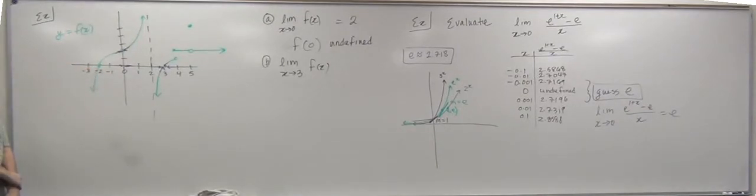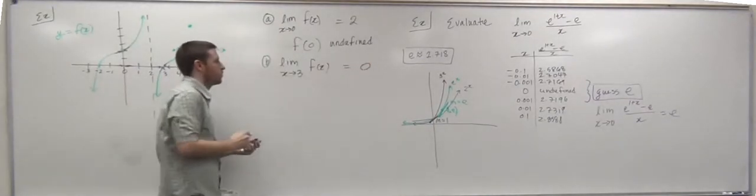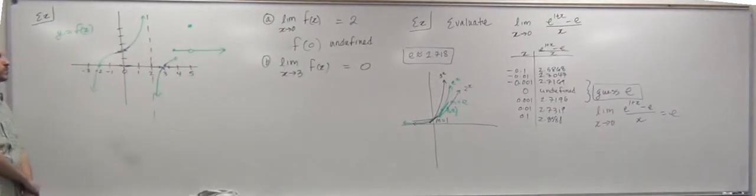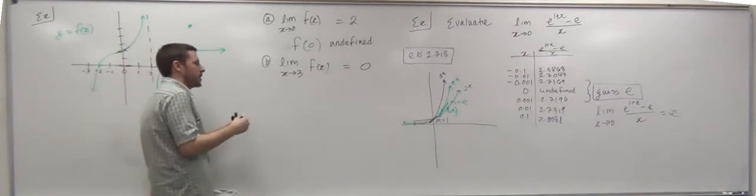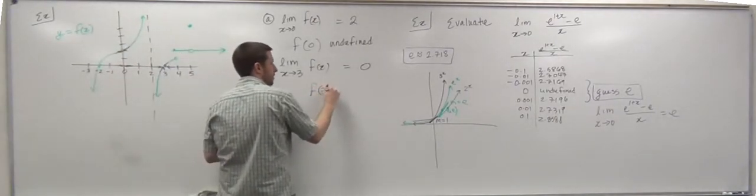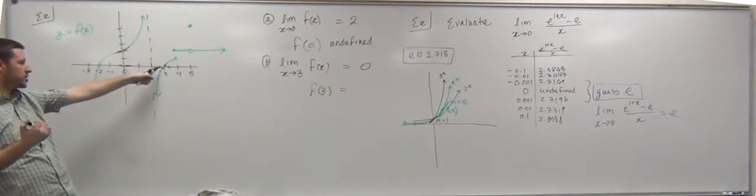So as x goes to 3, the y values of my function are approaching the axis, so my y values are actually approaching 0. What about f of 3? That one is 0, right? Because there's a point there.